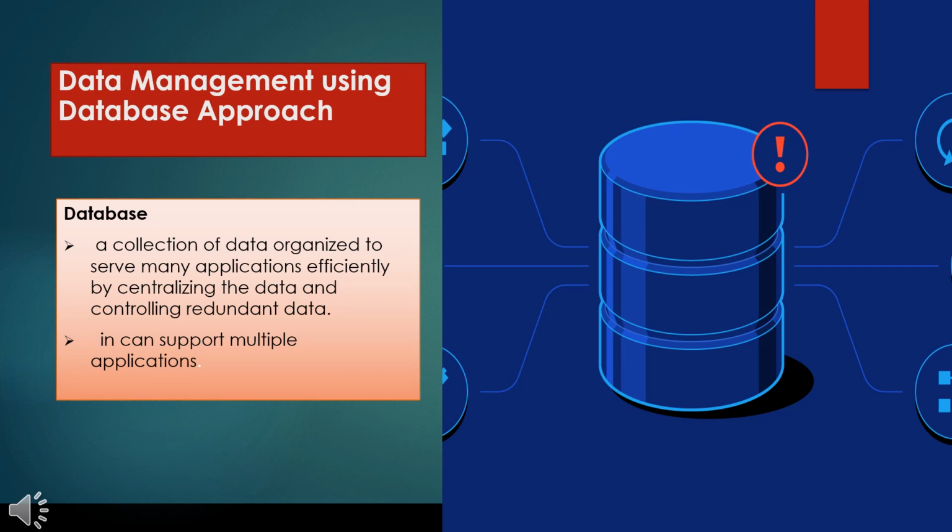Many of the issues with conventional file organizing are solved by database technology. A more precise definition of a database is a collection of data organized to serve many applications efficiently by centralizing the data and controlling redundant data. It can also support multiple applications. For example, instead of a corporation storing employee data in separate information systems and separate files for personnel, payroll, and benefits, the corporation could create a single common human resource database.